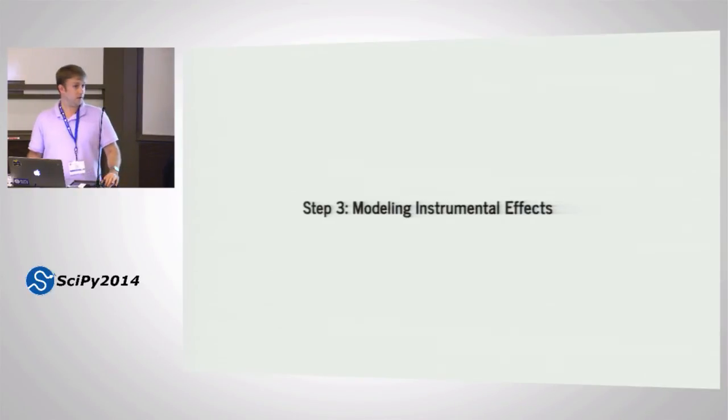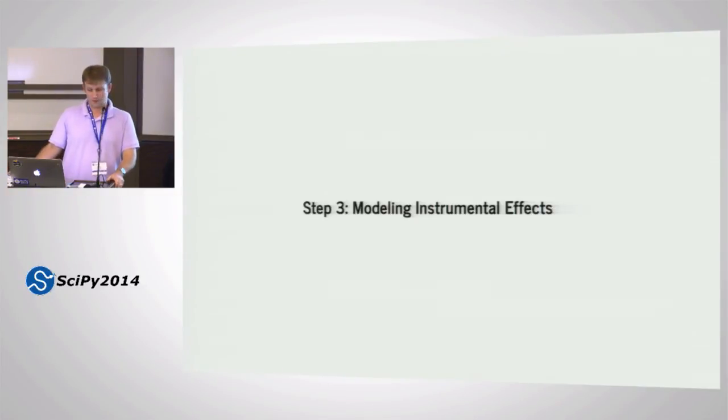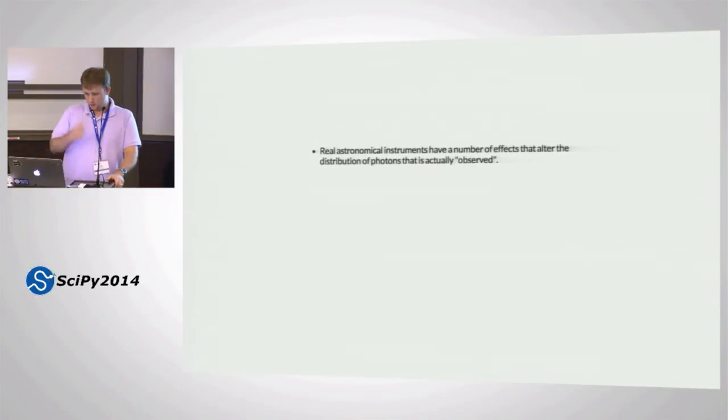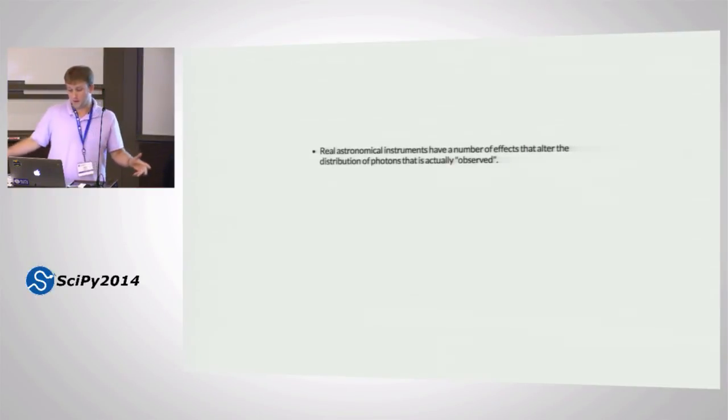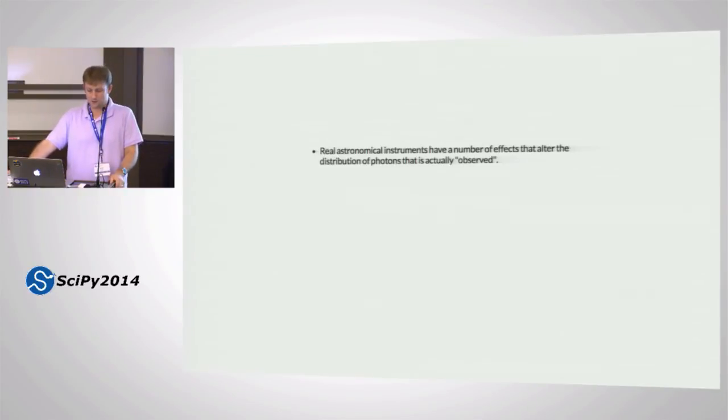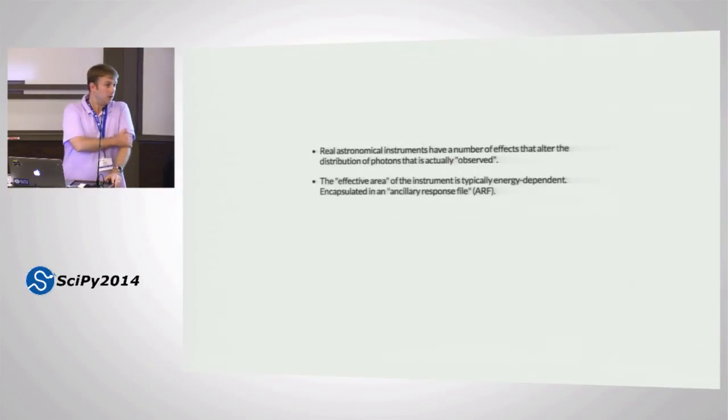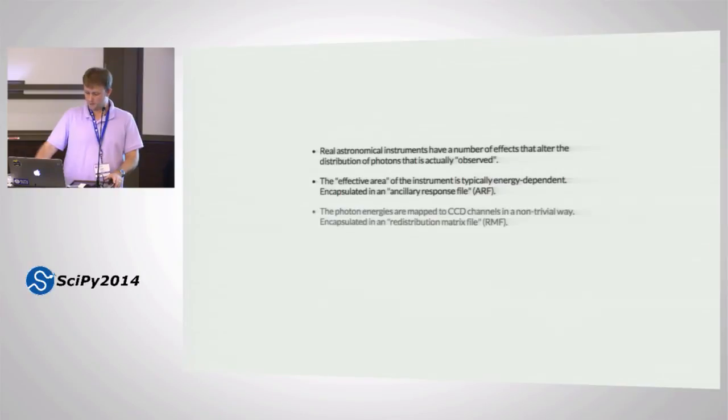But there is one thing left. If we want to have a realistic representation of an observation, we have to take into account instrumental effects. So obviously, real astronomical instruments have a number of effects that alter the distribution of photons that is actually observed. For example, and I'm thinking primarily in terms of X-ray telescopes here, we often think of an effective area, where the actual effective area of the instrument is energy dependent. This is something you need to take into account, because the photons have different energies, so there's a different effective area for each energy.